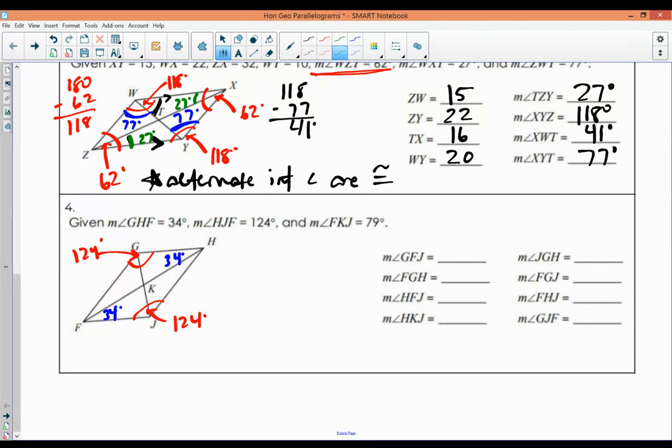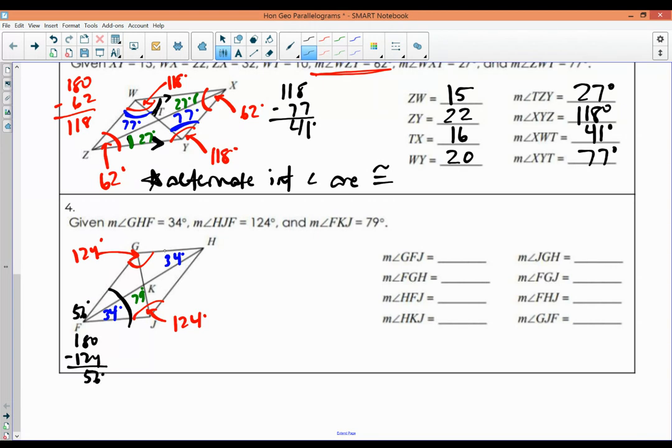And the measure of angle FKJ, one of these now, is 79 degrees. All right, so it looks like we're going to have to incorporate everything that we know already. So let's start here. Measure of angle GFJ. We need that whole part right there. So that's going to be supplementary with 124. So we just do 180 minus 124 to get 56 degrees.